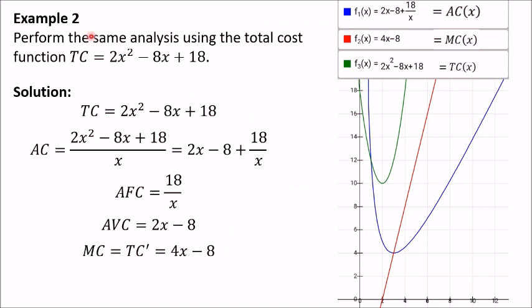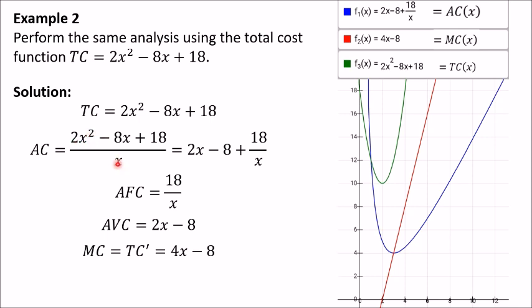For example number 2, we have here this problem. Perform the same analysis using the total cost function TC equals 2x squared minus 8x plus 18. So, solution, like tayo mag-umpisa sa total cost. Ayan, we rewrite it here. And then, for the average cost, i-divide lang natin lahat yan sa x and simplify.